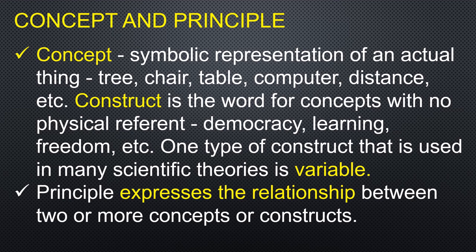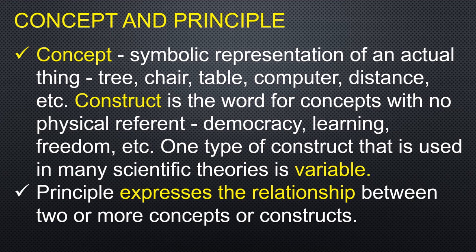Construct, on the other hand, is a word for concepts with no physical referent. Say, for example, the concept of democracy, the concept of flexible learning, the concept of freedom. One type of construct that is used in many scientific theories is variable. In other words, when you have a concept or construct and you do research, they are called variables. These are the independent variables, dependent variables, or moderators. Say, for example, police visibility and crime reduction. Those can be the variables.